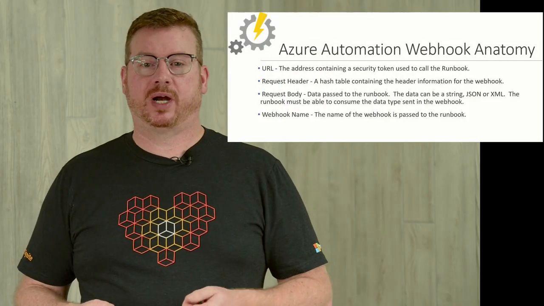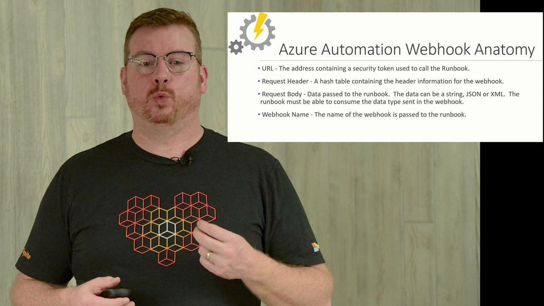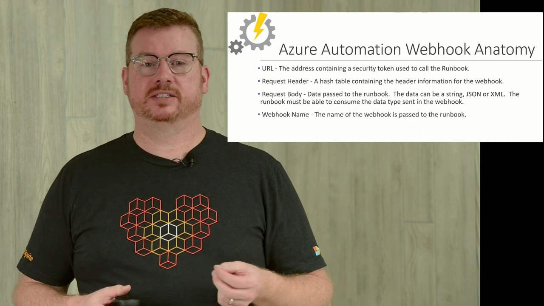A webhook is a custom URL passed to a service, in this case Azure Automation, with a payload that the runbook can consume. You can't just send any data to it. The webhook and the runbook are tightly coupled. The webhook has three parts: the URL, the request header, and the request body. The webhook name is also included in its payload.